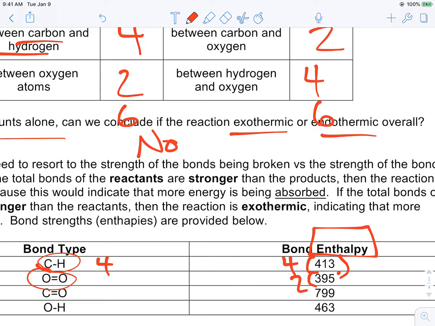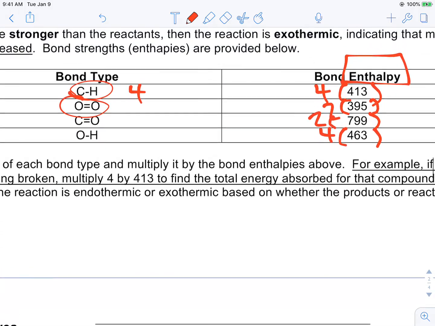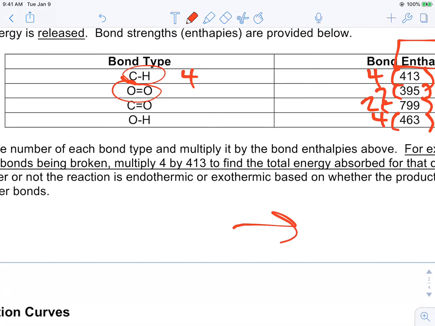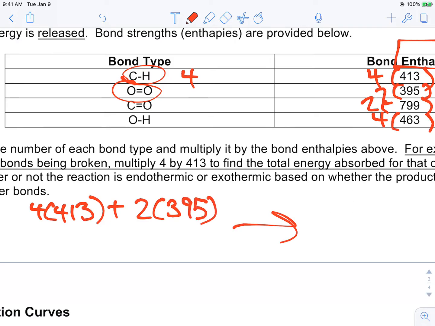2 times 395, and 2 times 799, and 4 times 463. These numbers came straight from our chart. So then I'm going to go down here and write it out. Here's our arrow. So I have 4 times 413 plus 2 times 395 for our oxygen to oxygen bonds. And we're going to go ahead and equal that out.